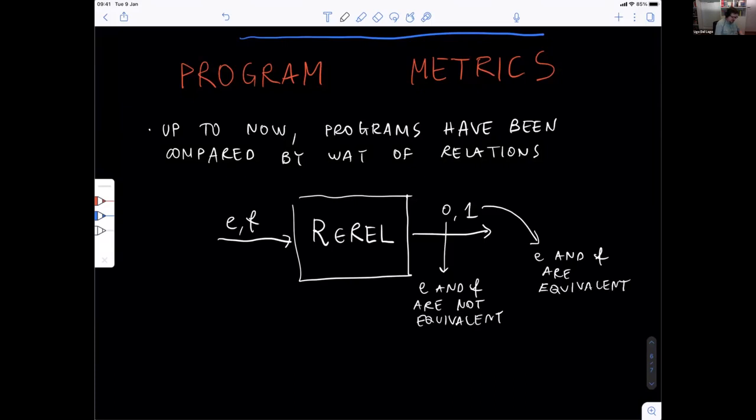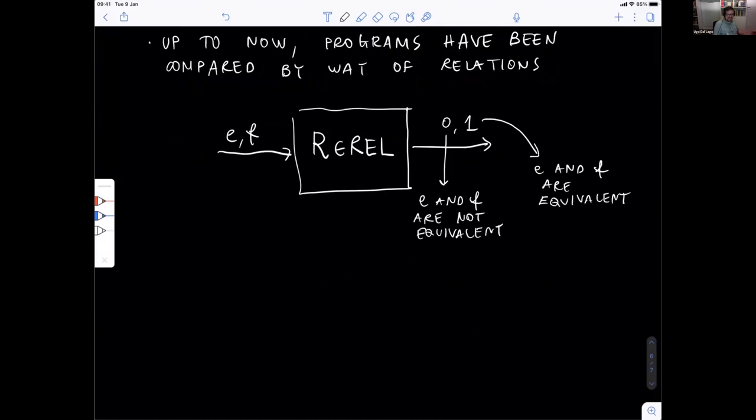But as we argued at the beginning of the first lecture, very often, in many different scenarios, this is not enough. There are many pairs of non-equivalent programs which are actually quite similar. On the other hand, there are many pairs of non-equivalent programs which have nothing to do with each other. And we would like to give a more informative judgment about the relationship between these non-equivalent programs.